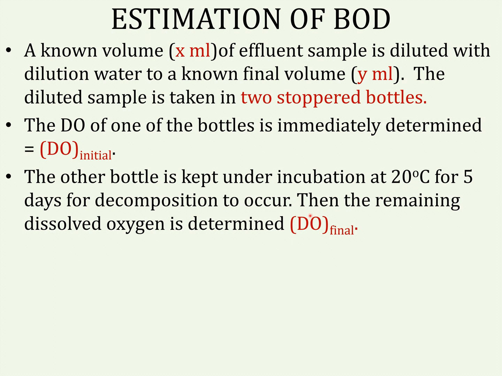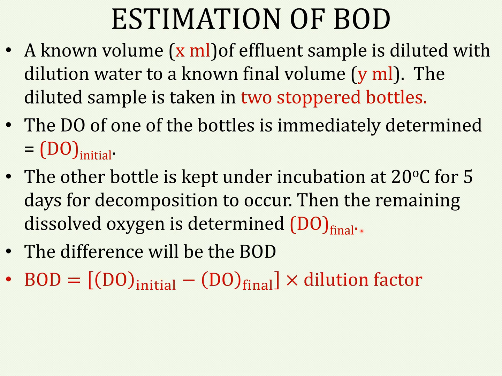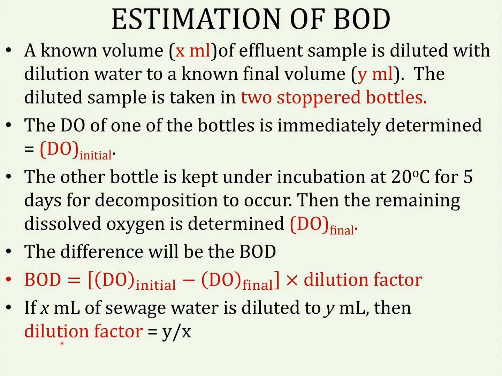After 5 days, when all the decaying is complete, we again take the sample and find how much dissolved oxygen is left after decaying. And that is called the DO final. Now you can find BOD by a simple equation: DO initial minus DO final into dilution factor. What is dilution factor? It is nothing but a ratio of Y and X. Y is the final volume, X is the initial volume. So Y by X is the dilution factor.